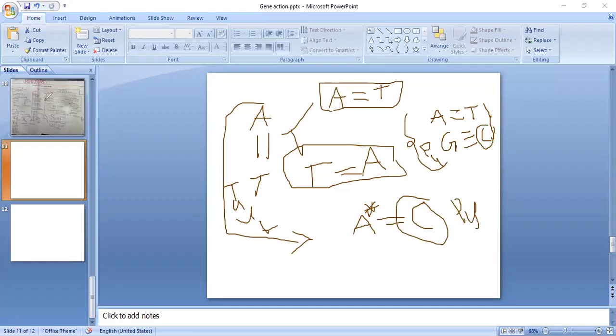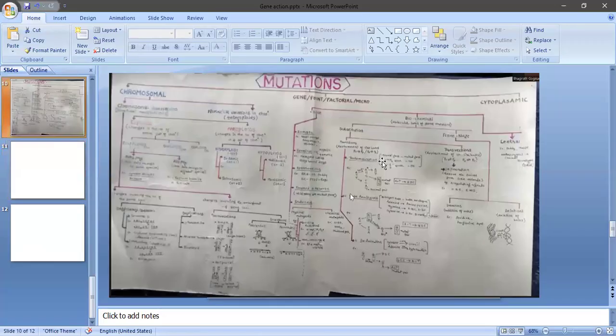In the similar way, we can explain other processes. Another one is base analogs, and ionization, deamination. Deamination means what? D means removing the amino group from the nitrogen base. When the amino group is removed from the nitrogen base, it acts in a different way. It combines with an unusual base pair.